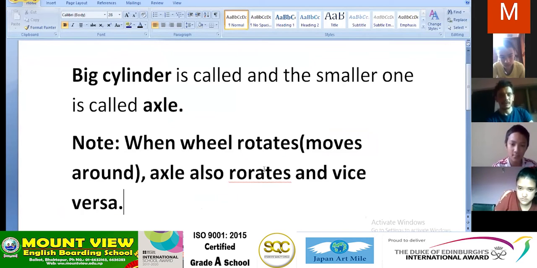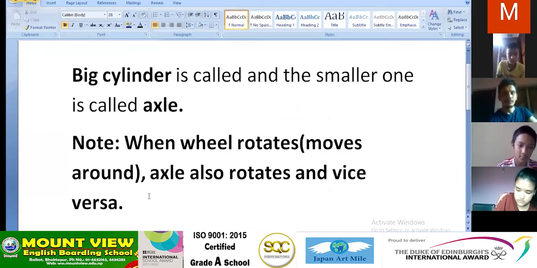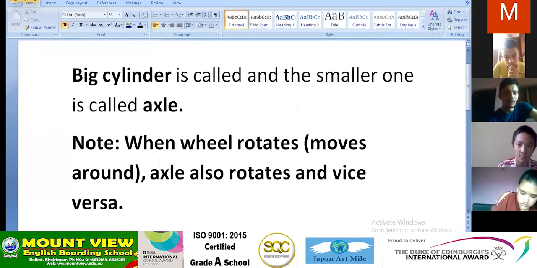When the wheel rotates, the axle also rotates. That is vice versa. Vice versa means when the axle rotates, the wheel also rotates. That is called vice versa. When the wheel rotates, the axle rotates, and when the axle rotates, the wheel also rotates.